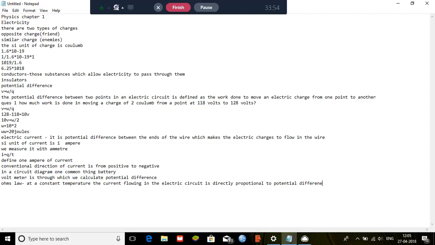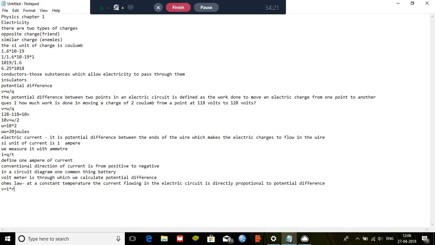Sorry for the spelling mistakes. Okay, the formula is V is equal to I into R. That is, potential difference is equal to current into the resistance.